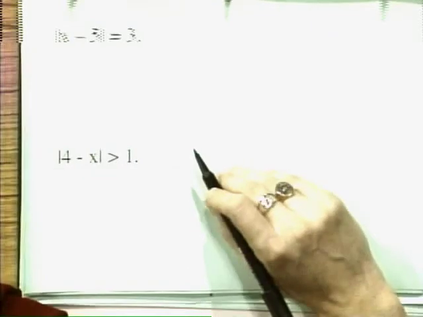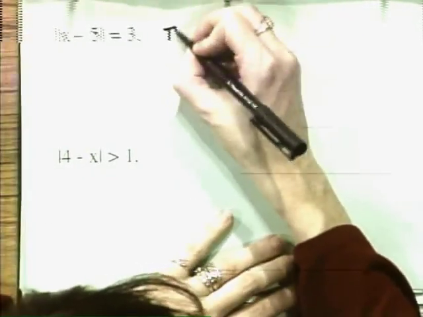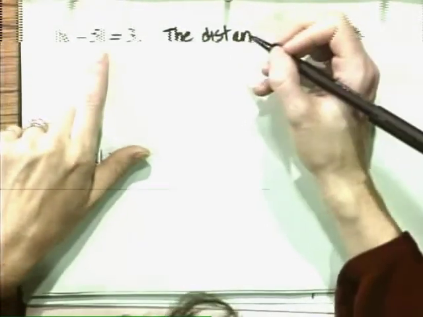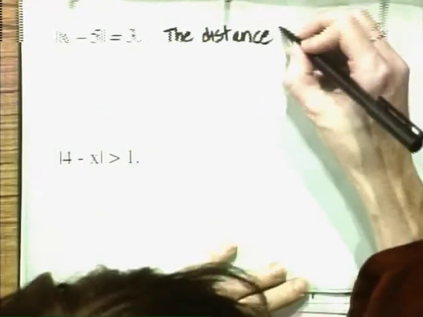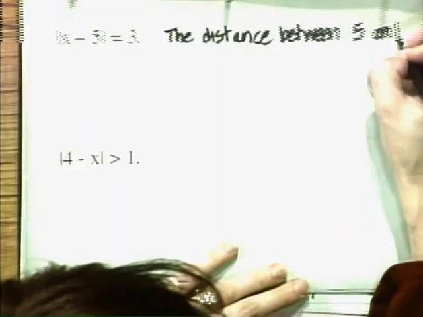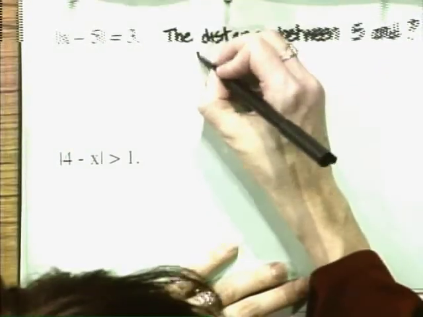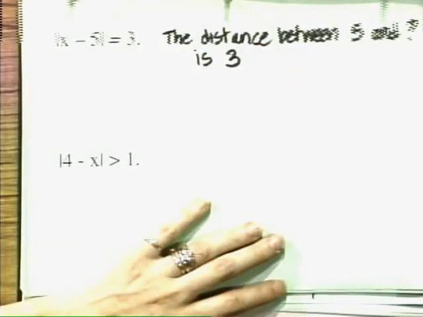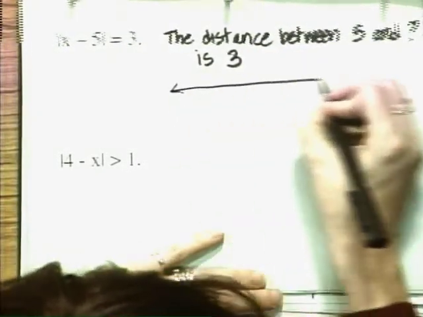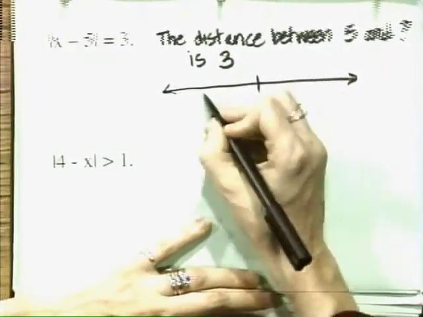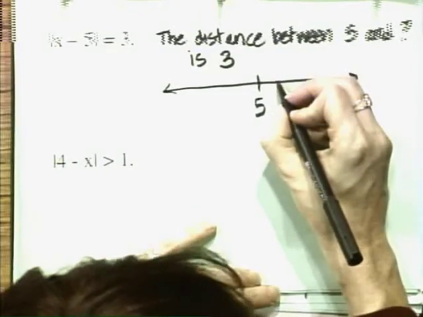We're going to read that first expression as the distance between 5 and some number. We don't know what that number is. What is the distance between these two numbers? It is 3. So if you draw a number line, here's my number line. The distance between 5 and some number, well, we have to start with 5. What is that distance going to be? It's going to be 3.